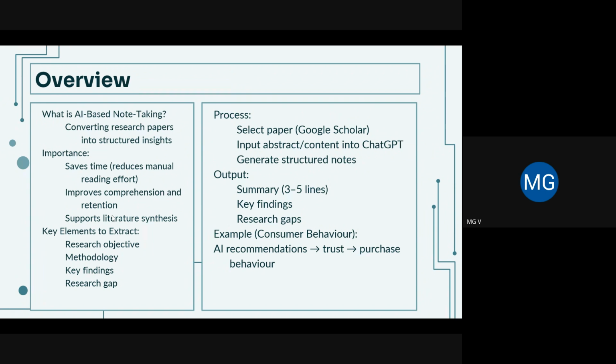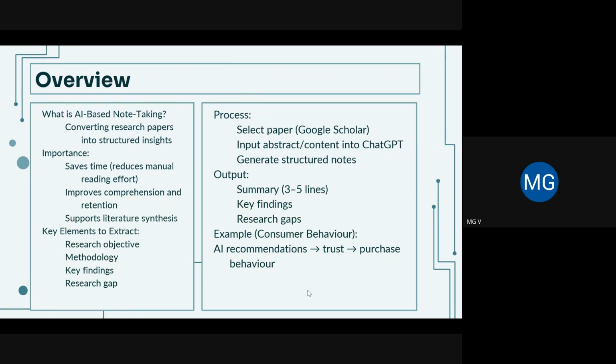Basically, automated note taking is a critical capability in AI assisted research as it enables researchers to process large volumes of literature efficiently. Instead of manually reading and summarizing each paper, AI tools such as ChatGPT can extract key elements including research objectives, methodology, findings, and identified gaps.